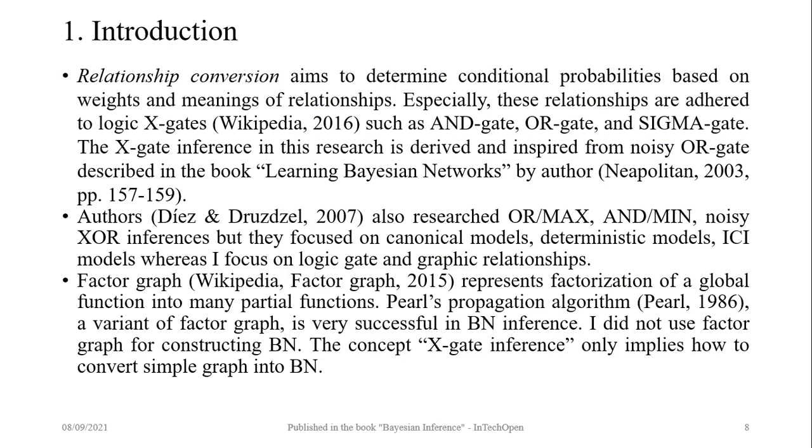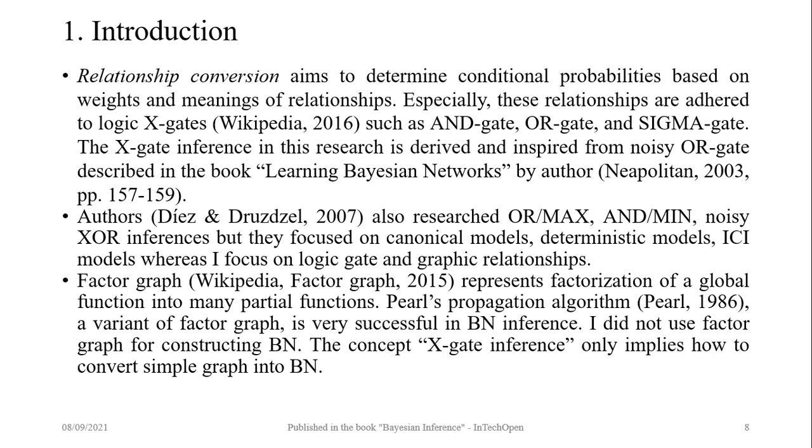Introduction. Relationship conversion aims to determine conditional probabilities by the way and meanings of relationship. Especially, these relationships are adhered to logic gates, such as AND, OR, sigma gate. The SIGMA inference in this research is derived and inspired from noisy OR described in the book Learning Bayesian Networks by author Neapolitan, 2007. Others also research OR, Max, and Min, noisy inference, but they focus on canonical models, deterministic models, ICI model, whereas I focus on logic gate and graph relationship.